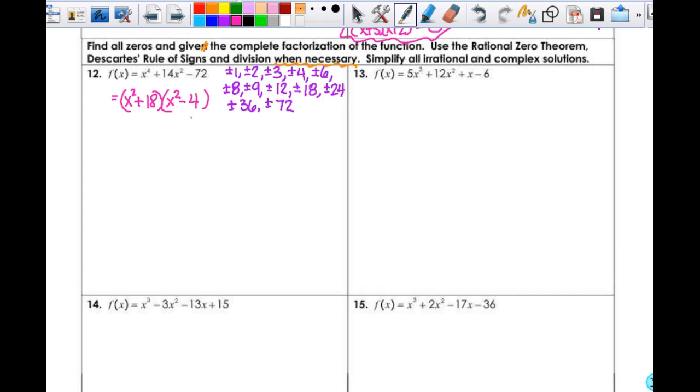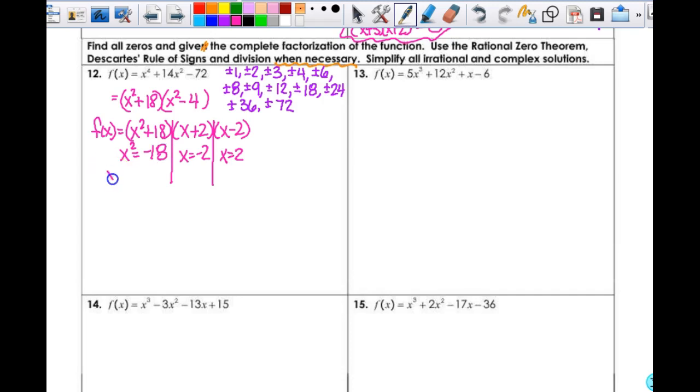So I can factor a little bit more. f of x is equal to, so right now I can't factor this anymore. This is a difference of squares, so x plus 2, x minus 2. So at this point, I can find my zeros. This is going to give me x equals 2, x equals negative 2. Here, x squared would be equal to negative 18. Be very careful. A lot of you had sign errors on this type of thing on the homework.